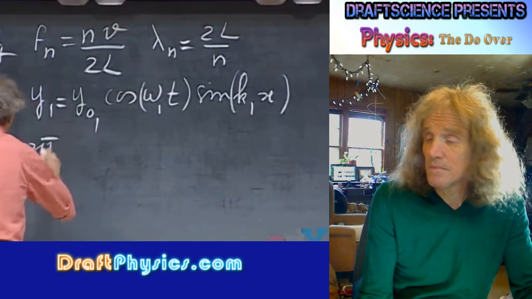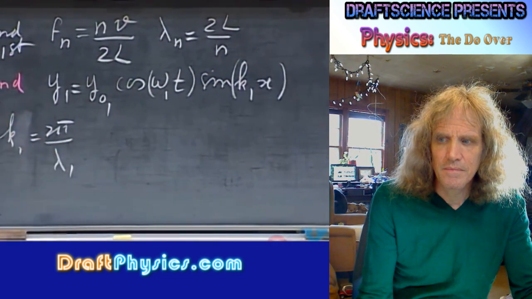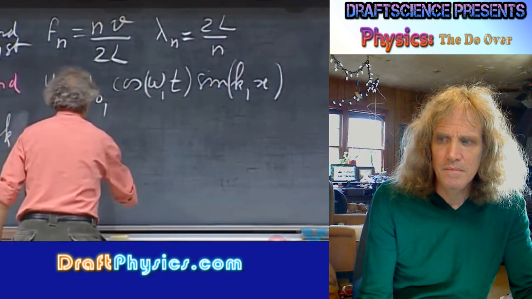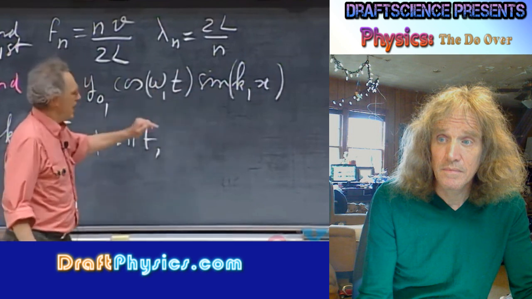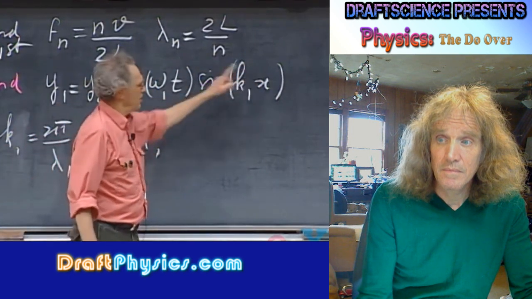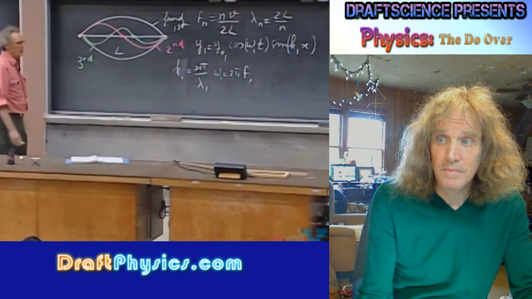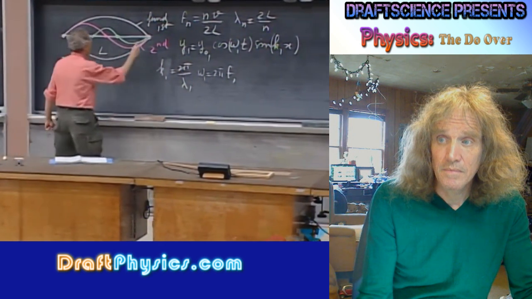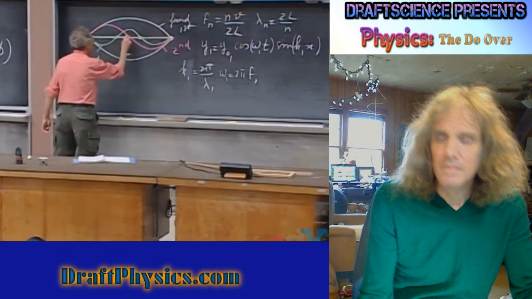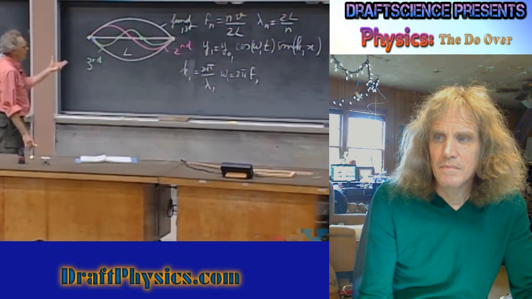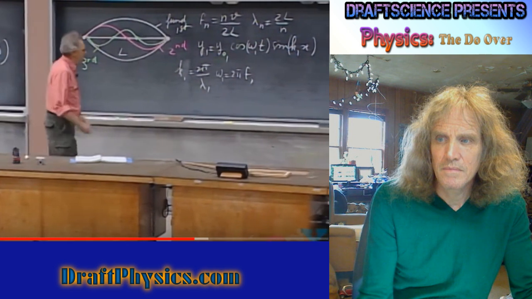K1 is again, as before, 2 pi divided by lambda. And omega 1 is 2 pi times f1. What is so special here is that there are values for x for which the sine becomes 0. In the case of the fundamental, put in x equals 0, and you find that the sine is always 0. But if you put in x equals L, you can check that, it's also 0. And if you go to the second harmonic, you will find that the sine is 0 there as well. And so there are points now which never move. We call those nodes. That's very characteristic for a standing wave.